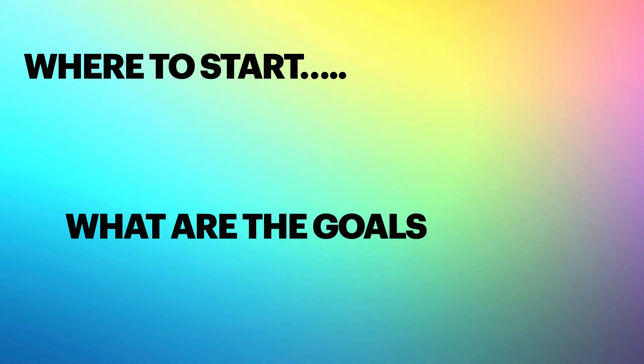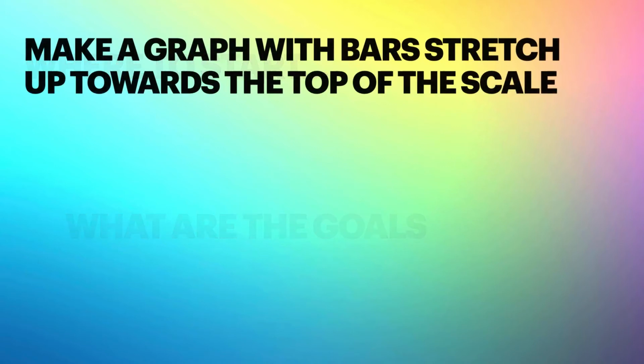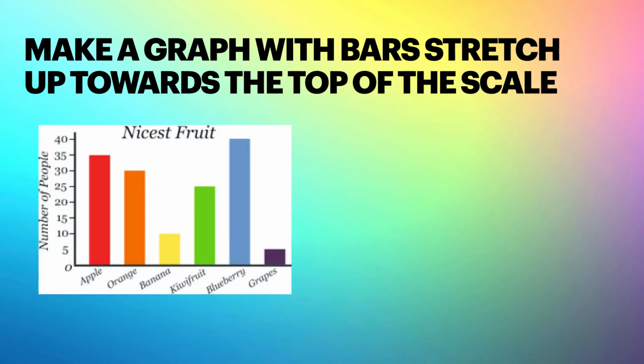And what we're looking for is a good-looking graph where the bars are stretching up towards the top of the scale. We want to use as much of the space as possible. So for example, it might look something like this, where the bars are stretching up nice and high. It's easy in this case to visually figure out who's doing well, who is not popular, or which fruit is this or that. And that's a good-looking graph.